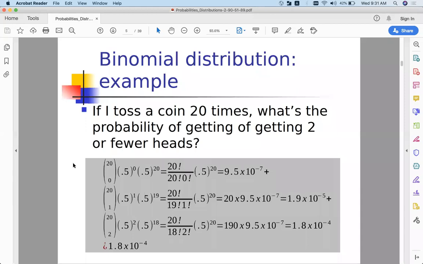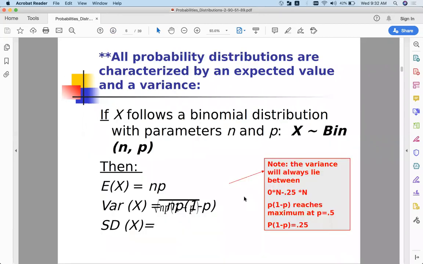Similar to your ER example, like at most 10 people, at least 10 people, all that. The question says, if I toss a coin 20 times, what's the probability of getting 2 or fewer heads? Basically you can get 0 heads, 1 head, or 2 heads. So you just have to substitute the formula, get the probabilities and add them. So that is the final answer. Okay.